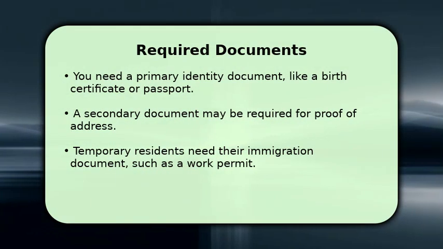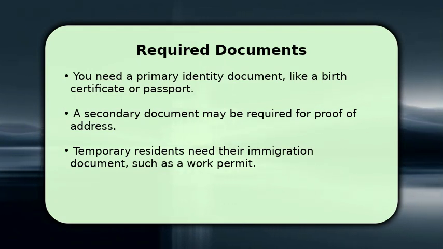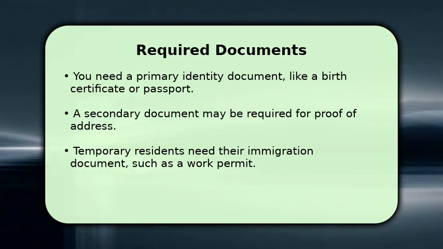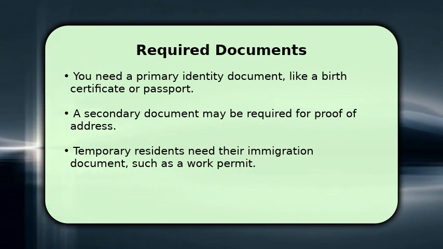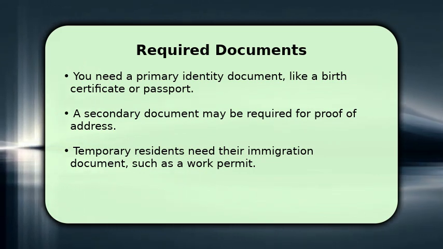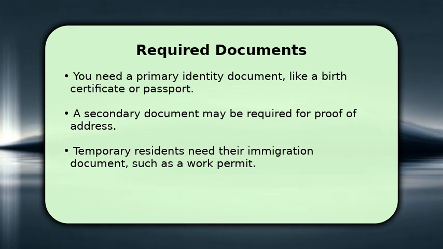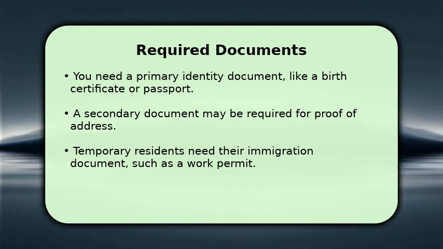Gathering the correct documents is a critical step. You will need one primary identity document, such as a Canadian birth certificate, a certificate of Canadian citizenship, or a valid passport. For temporary residents, your immigration document, like a work permit or study permit, is essential. Sometimes, a secondary document proving your address might also be requested. Make sure all documents are original and valid.